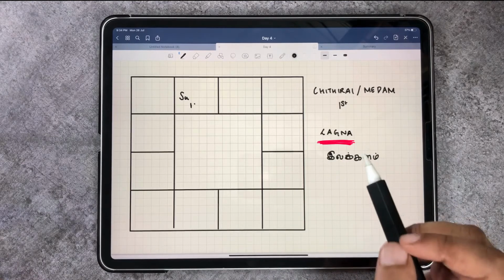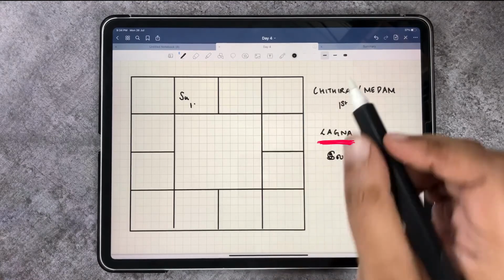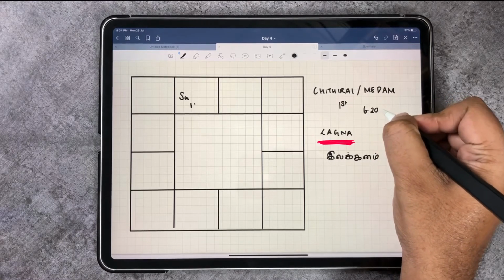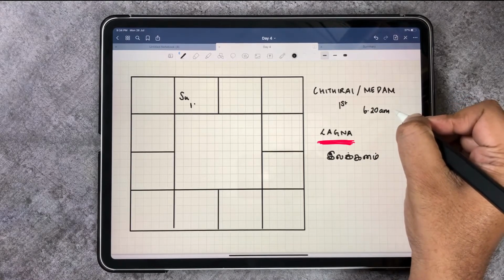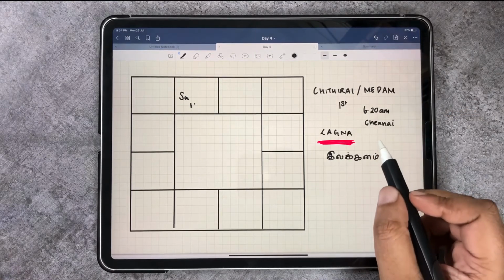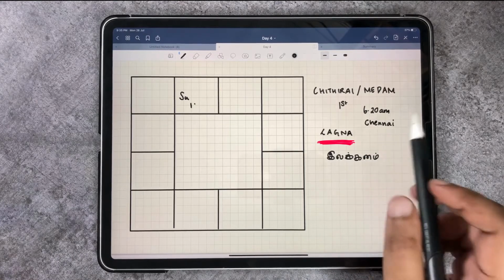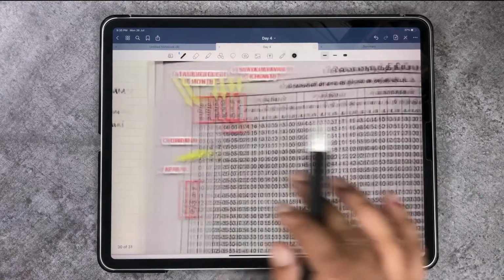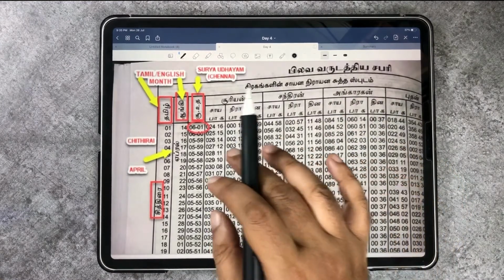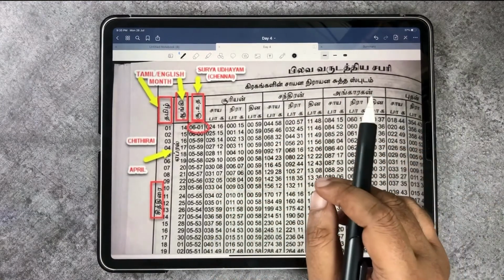So how do you find the Lagna? Now let's say the child is born at 6:20 a.m. in the morning and the place of birth is Chennai. So the first step here is you need to find the Surya Udayam. How do you do that? You can find this in the Panchanga. Now this is the snapshot of the page which would have the degree of each of the individual grahas.